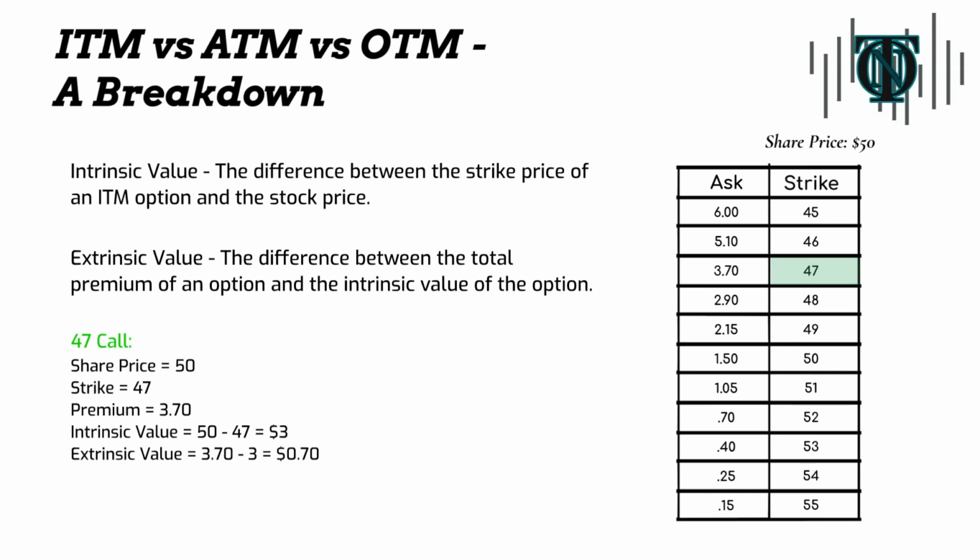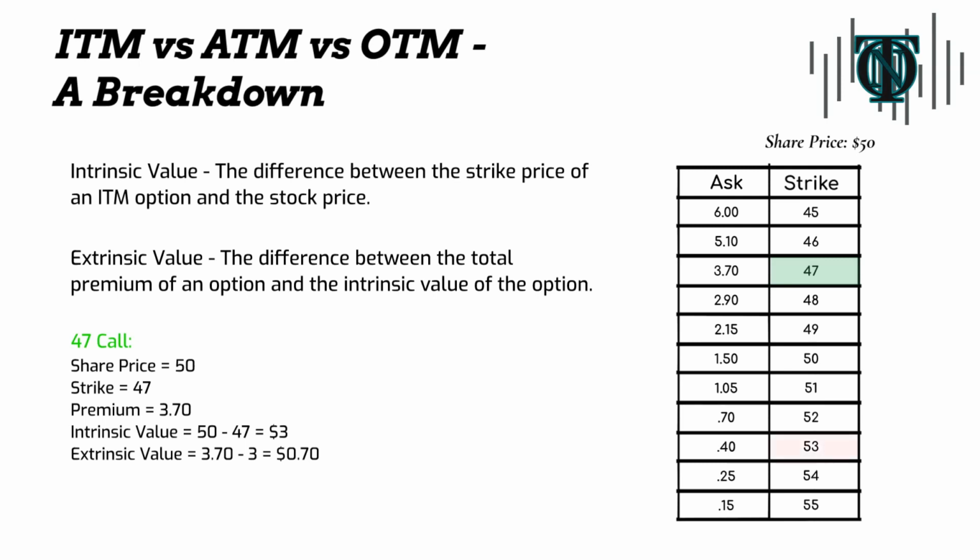To reiterate the intrinsic value here, if we exercised our 47 strike option, we would buy shares of ABC stock valued at $50 for $47 each, giving us a value of $3 on our shares. That's the intrinsic value.